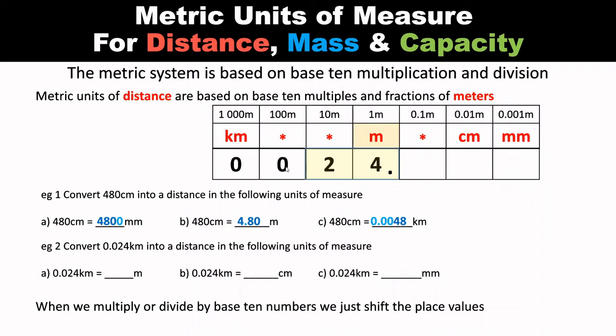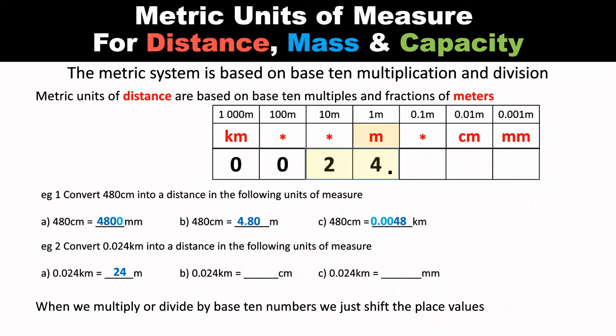0024. Now I don't need these zeros that lead in front of my number. That simply means I've got 0,024. So that's 24 meters. Magic. Again, you should know how to do this conversion as well using your knowledge of metric units of measure.